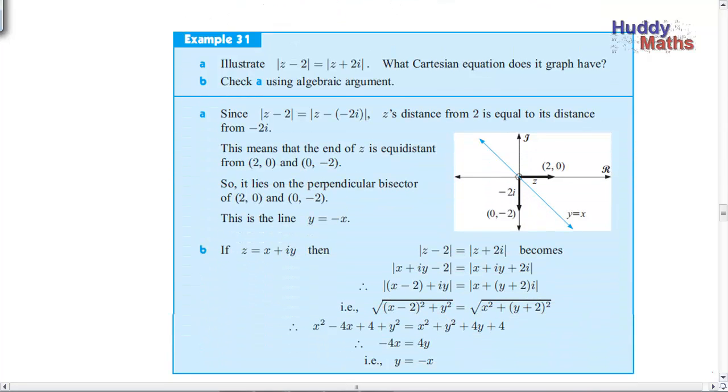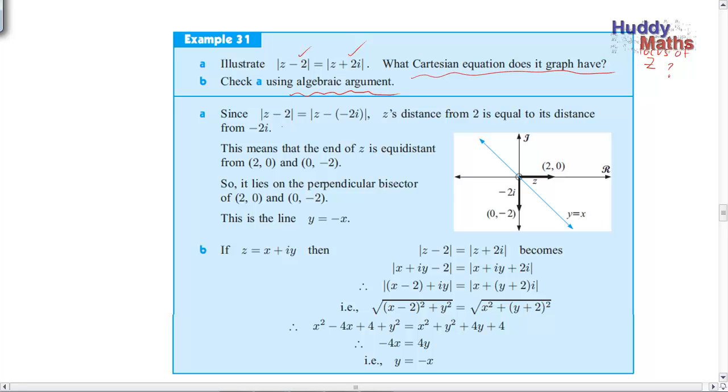It's not so much a circle now, and you can see this diagram is what I had on the first page. So illustrate this equality. What Cartesian equation does its graph have? Let's do it in Cartesian form. We're looking at the locus of Z. Where does Z lie, if that's true? What we might do is have a look at it geometrically and using an algebraic argument.